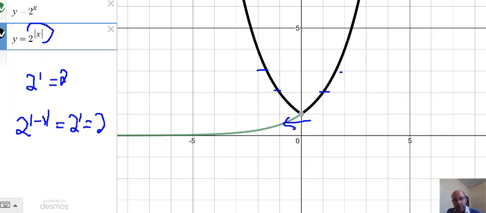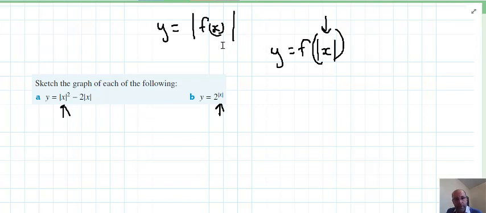So if we have f of the absolute value of x, it's reflected in the y-axis. That's when x gets below 0. Whereas if we have y equals absolute value of f of x, any negative y values are reflected back up via the x-axis into the positive y.